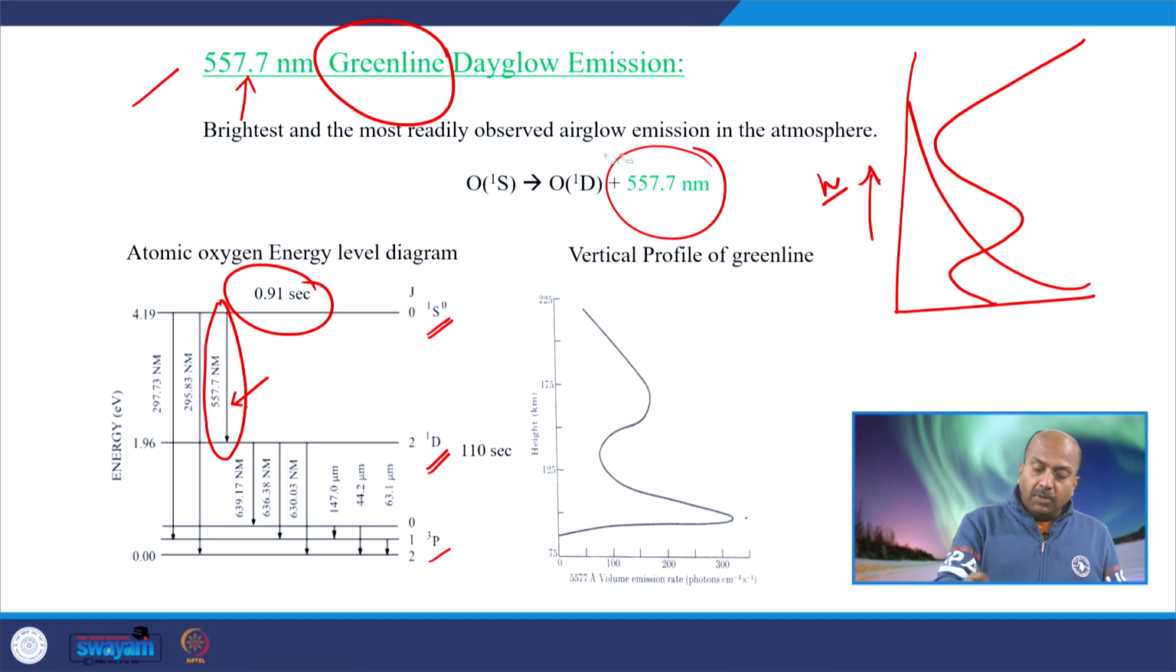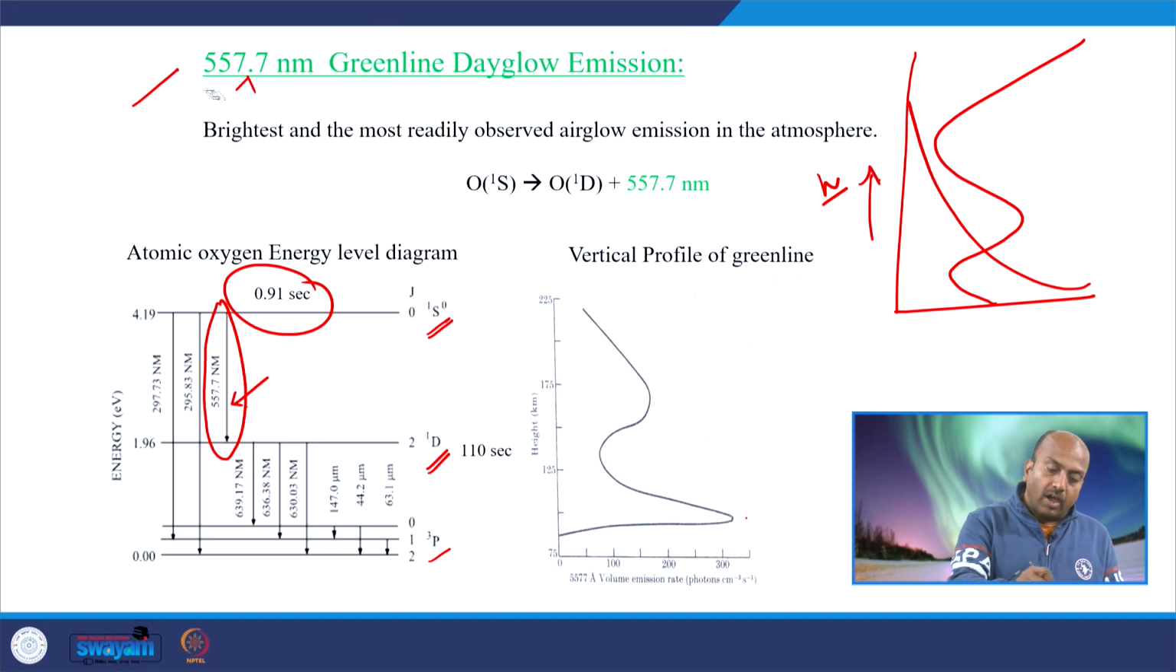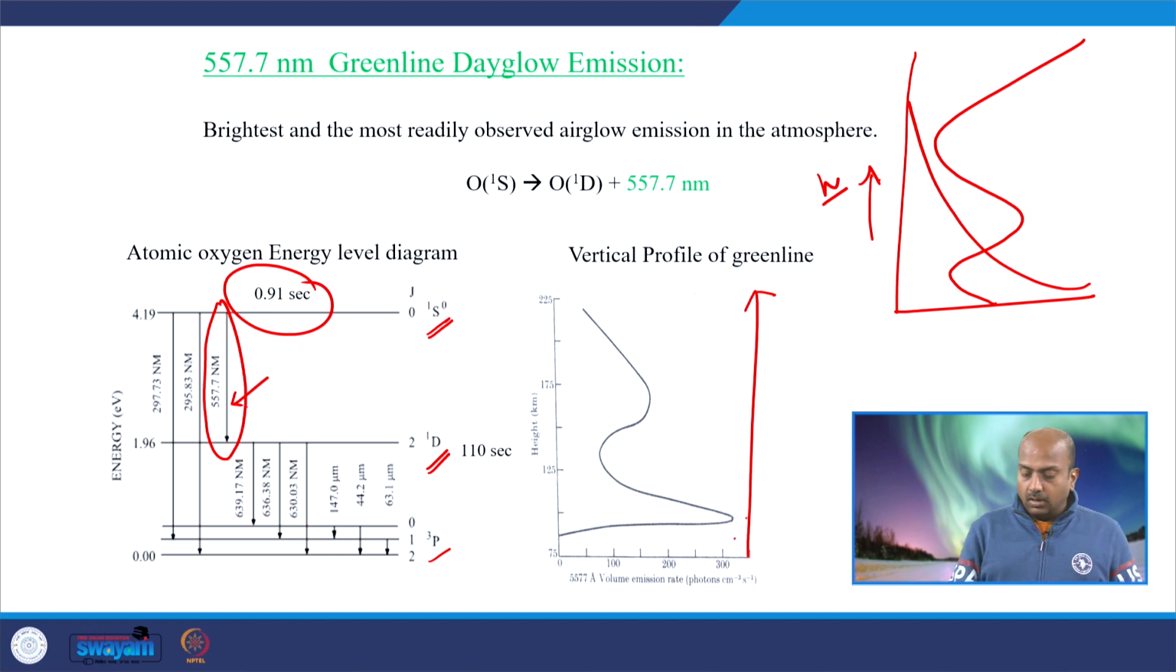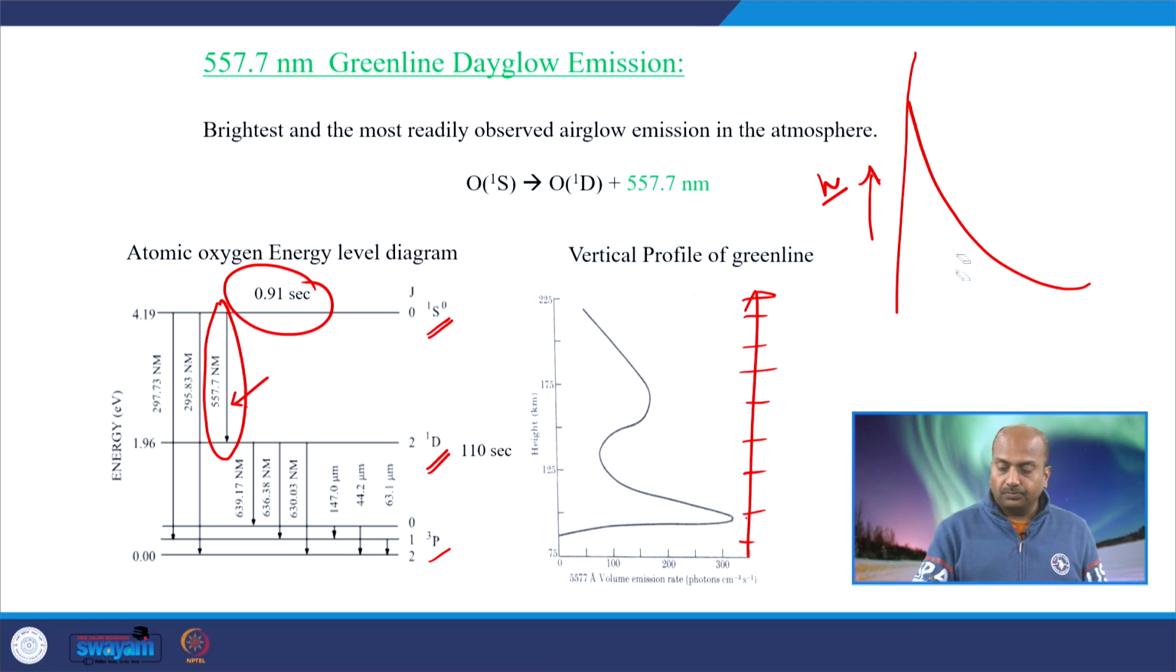So the meaning of this is that if you have a sensor, a detector which can tell you how many photons are present at any given altitude, and if you keep flying this equipment vertically into the sky and you plot the counts at different heights, this is what you are going to get. This is the meaning of this curve.